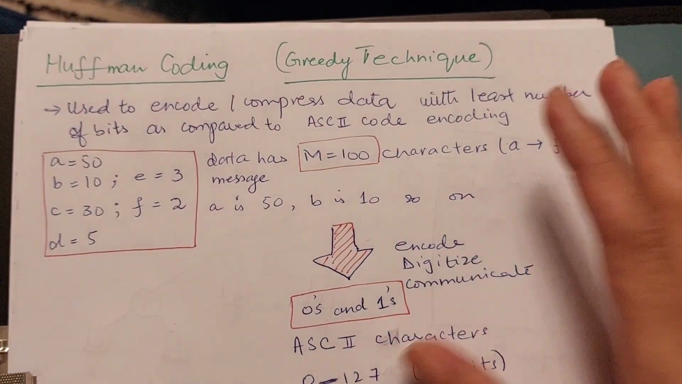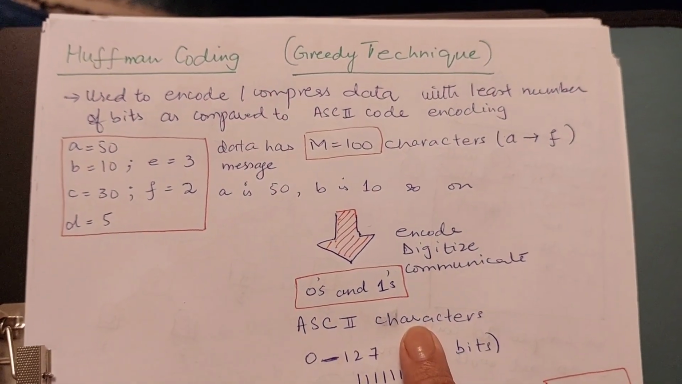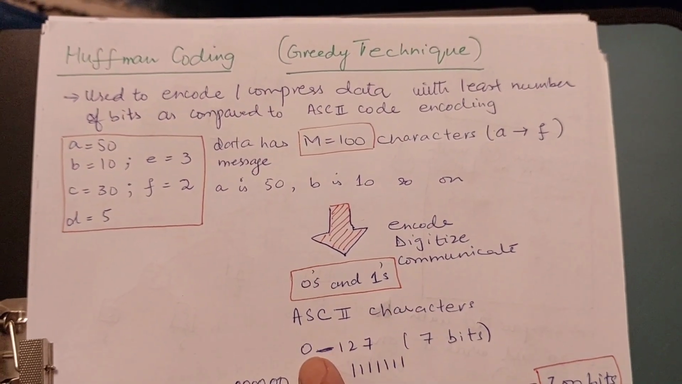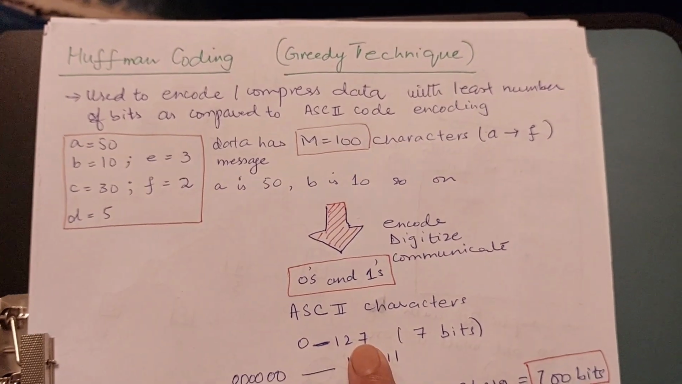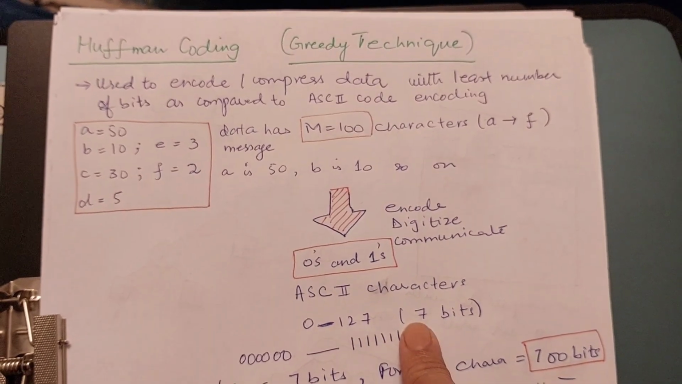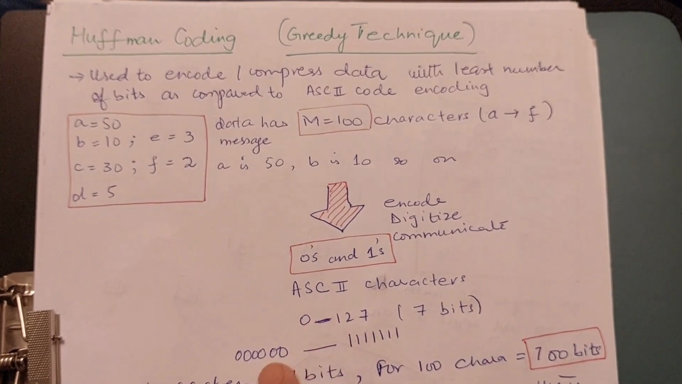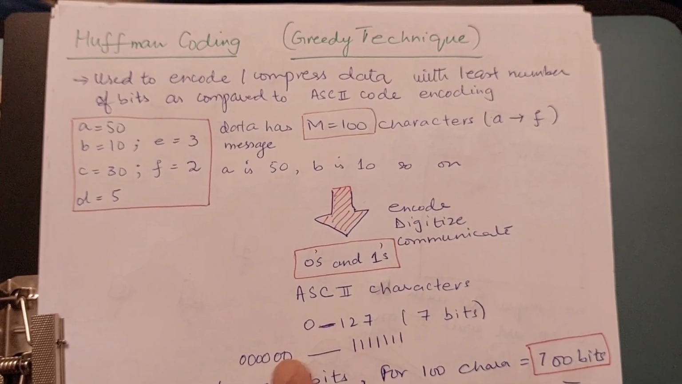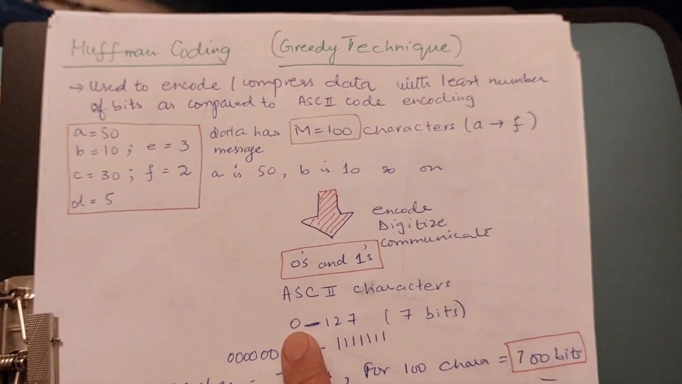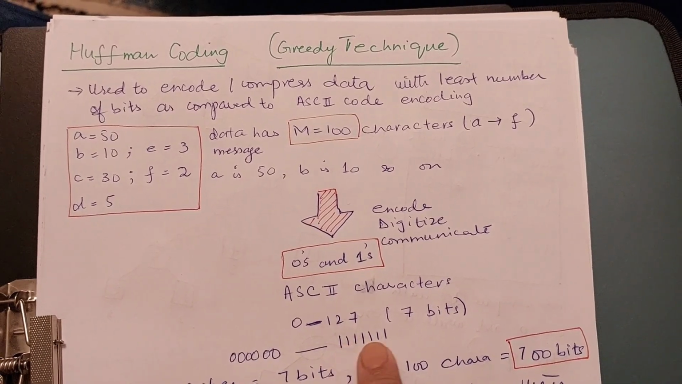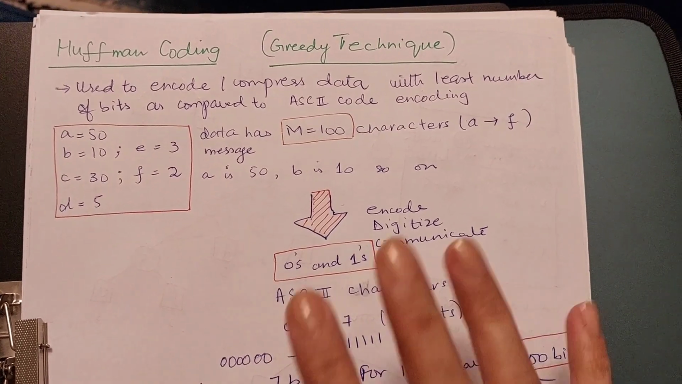One method that is very common and very basic, which everybody knows about, is ASCII character encoding. In ASCII, for the numbers 0 to 127, we say that we can represent them with the help of 7 bits. For 0, seven zeros can represent 0, and for 127, seven ones can represent 127, and so on for all the numbers in between.